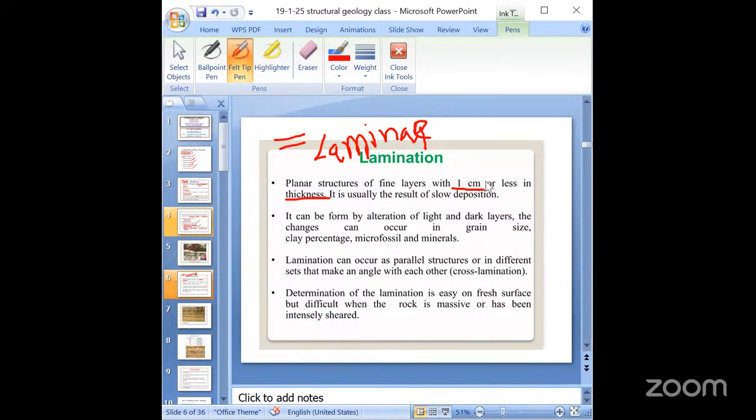So it can be formed by alternation of light and dark layers. The changes can occur in grain size, clay percentage, microfossils, and also minerals. So the lamination can occur as parallel structures or in different sets that make an angle with each other. And determination of the lamination is easy on a fresh surface but difficult when the rock is massive or has been intensely sheared, right?